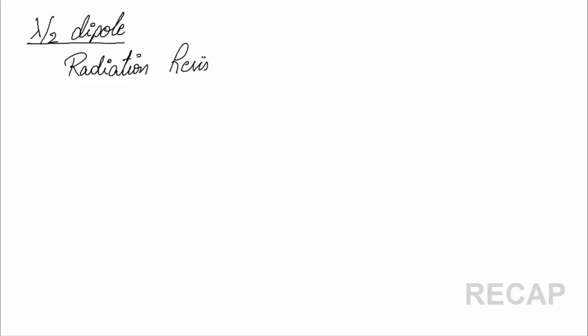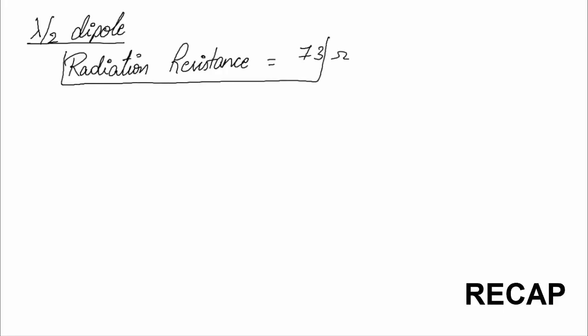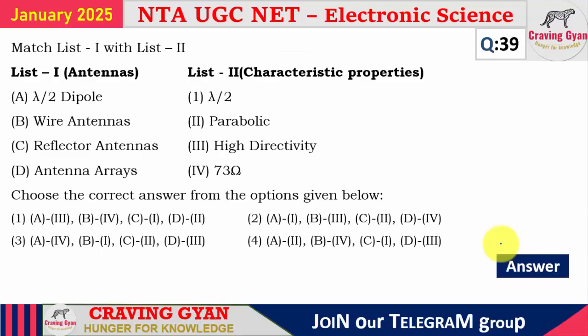See, in the previous years also they have asked, match the following. Radiation resistance equals 73 ohms they have given. For which antenna? You should remember only the antenna name. If they are asking which dipole, it is lambda by 2 dipole. In the case of lambda by 2 dipole, it is having a resistance of 73 ohms. That's it, you will be getting the answer.